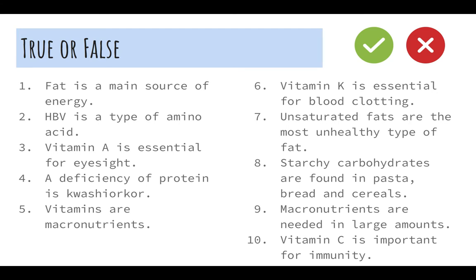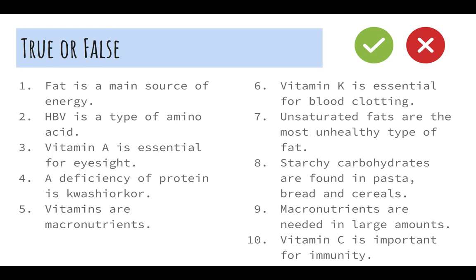So off we go. Number 1, fat is a main source of energy. Number 2, HBV is a type of amino acid. Number 3, vitamin A is essential for eyesight. Number 4, a deficiency of protein is kwashiorkor. Number 5, vitamins are macronutrients. Number 6, vitamin K is essential for blood clotting.